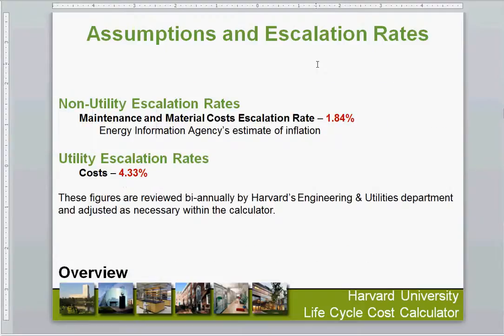So as I just mentioned, our maintenance and materials cost escalation rate is about 1.84%. That's from the Energy Information Agency's estimation of inflation. Currently, our engineering and utilities department has our escalation rate for utilities at roughly 4.33% per year. And again, this is over 20 years, so this is looking long term.